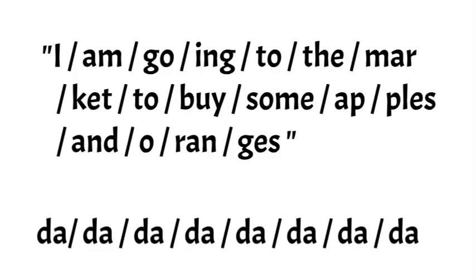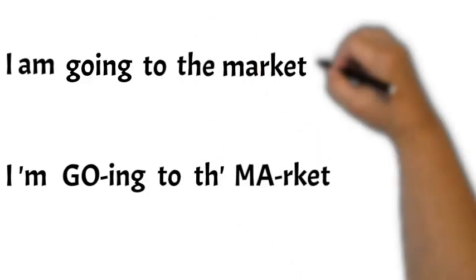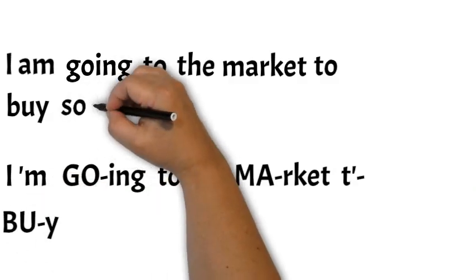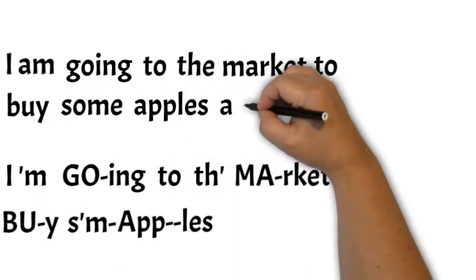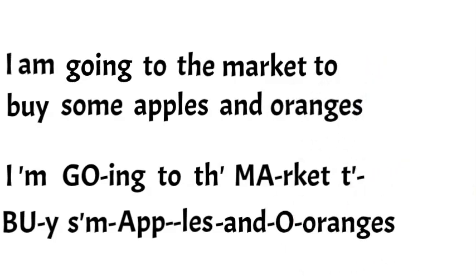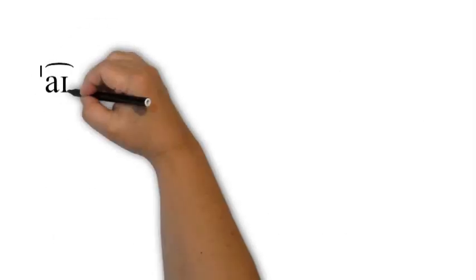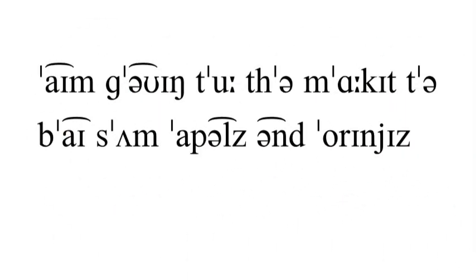However, natural English rhythm often gives attention and length to certain syllables. Some are shortened or reduced, while others are said more quickly or softly. So in fluent English, the same sentence might sound more like, I'm going to the market to buy some apples and oranges. Note how some syllables are more pronounced, while others are shortened or blurred. I am going to the market to buy some apples and oranges.